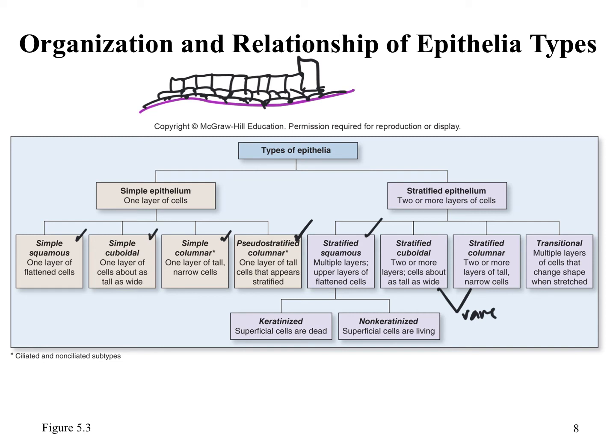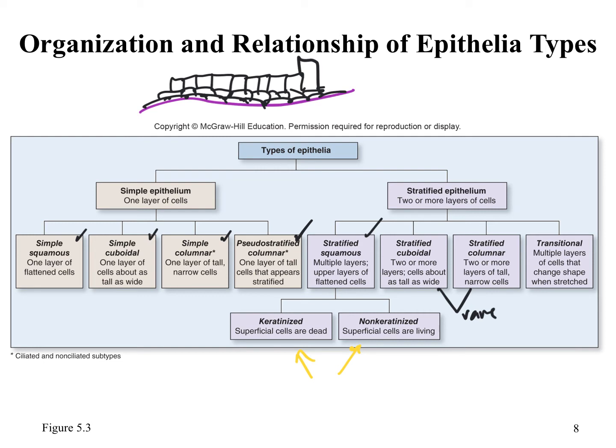The last thing on this page is this. Stratified squamous epithelium can further be characterized as either keratinized or non-keratinized. Stratified squamous epithelium, multiple layers of flat cells, lots of layers, protects the underlying tissue from abrasion and irritation. Your skin is what we call keratinized. Your hair and your fingernails are made up of a protein called keratin.